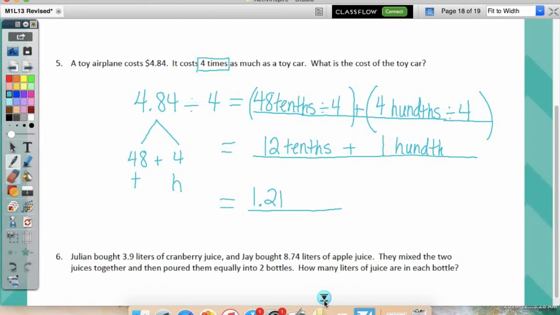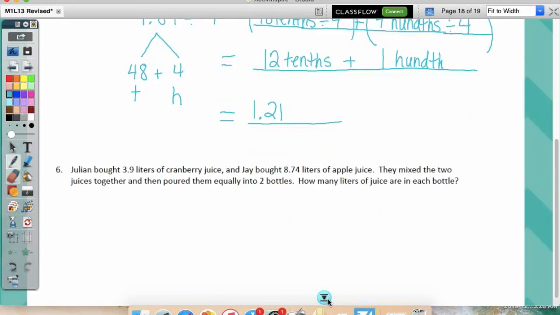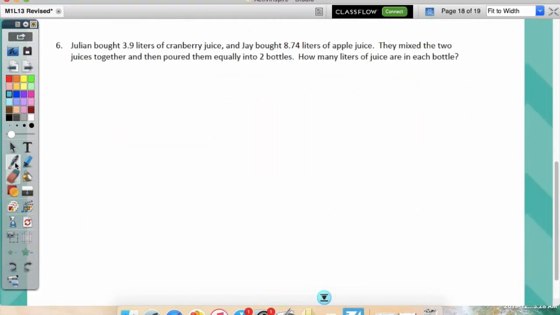Okay, let's look at the next one. Let's take a look at problem 6. Julian bought 3.9 liters of cranberry juice and Jay bought 8.74 liters of apple juice. They mixed the 2 juices together and then poured them equally into 2 bottles. How many liters of juice are in each bottle? So we've got a couple things we have to do here. Number 1, we have to mix the 2 juices together. So when they mix them together, do you think that was addition or subtraction, multiplication or division? Okay, so we're going to add.